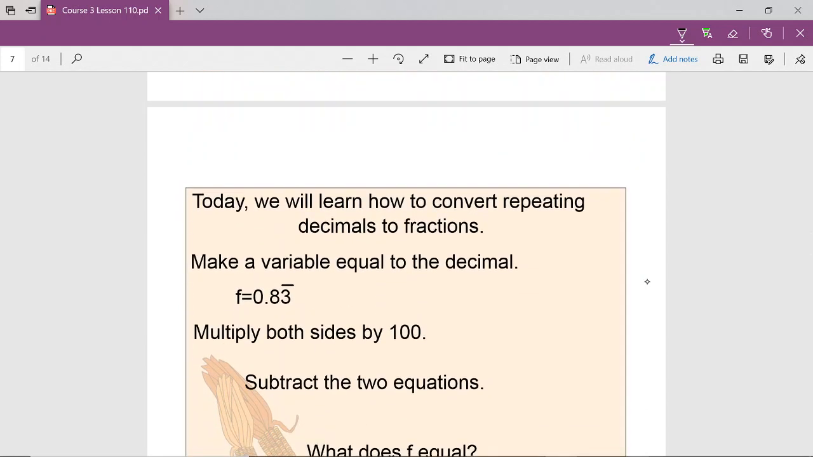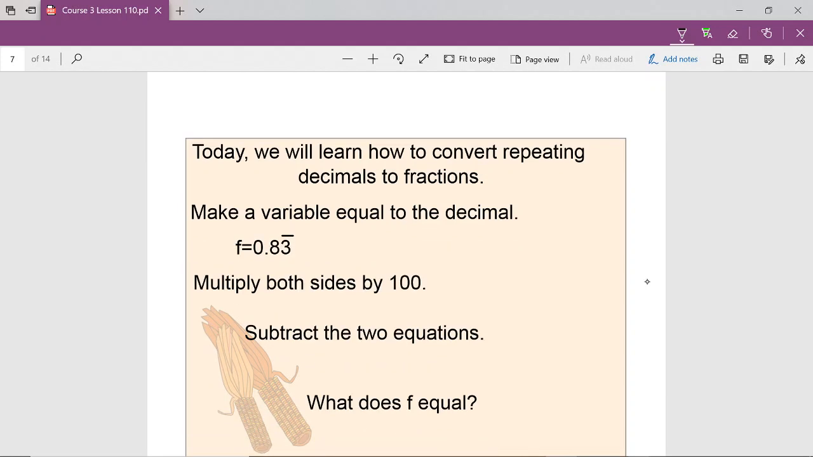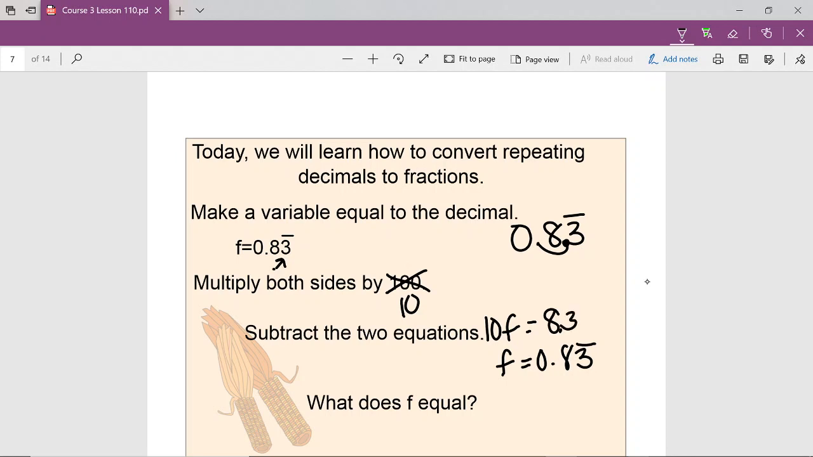What if we have 2 decimal places, but not all of them are repeating, like this one, 0.83 repeating? You might recognize this as a very common fraction. So I always go based on how many numbers are repeating. So instead of multiplying by 100, I'm going to multiply by 10 since there's only one number repeating. So let's try it out. f equals 0.83 repeating. And my second equation, 10f equals, and remember I'm just going to move my decimal place once for 10. So I get 8.3 repeating.